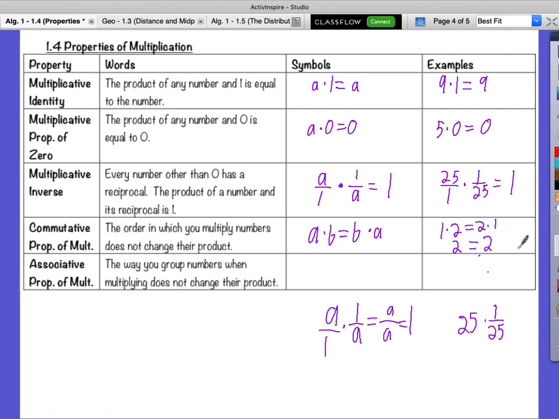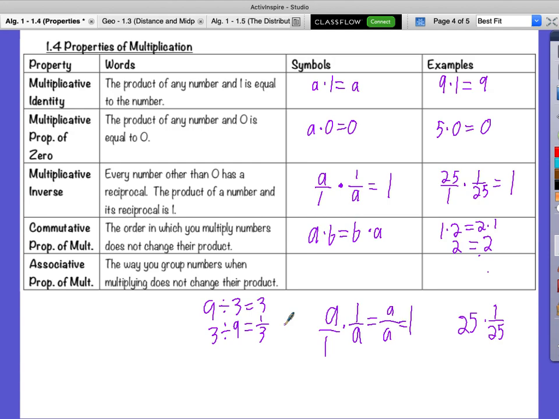Is that true for division? No, it is not true for division, okay? Because if we take 9 divided by 3, we get 3. But if we take 3 divided by 9, we don't get 3, we get 1/3. It is not true for division, okay? So we get not true for division.